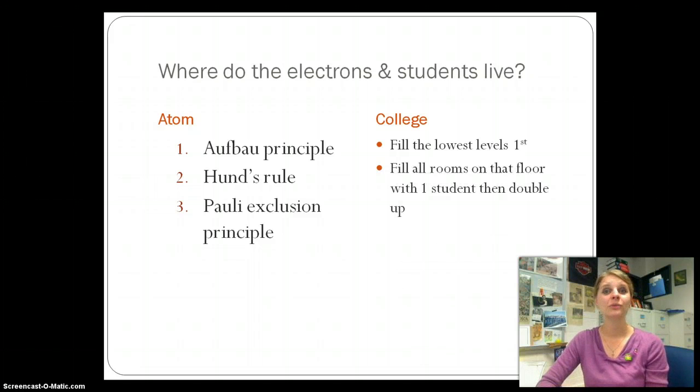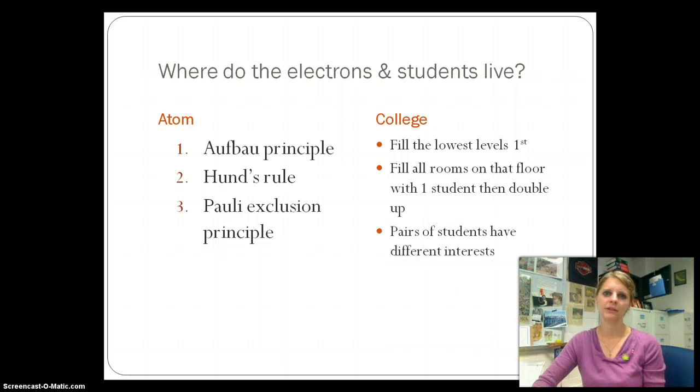Anyway, if you're in college, they're going to fill the lowest floor first. Then they're going to fill all the rooms with 1 student, maybe. And after they do that, then they'll start doubling up the students. But let's fill the floor first, then double up. And then finally, they might want to pair students with different interests. Same interests, well, then you're going to see that person all the time. Too much of one thing is not always a good thing. So let's pair up the students with different interests. So I just kind of created 3 rules that maybe the colleges might go by. And these actually correspond to the 3 rules of the atom.